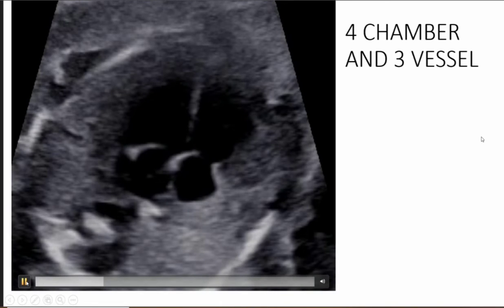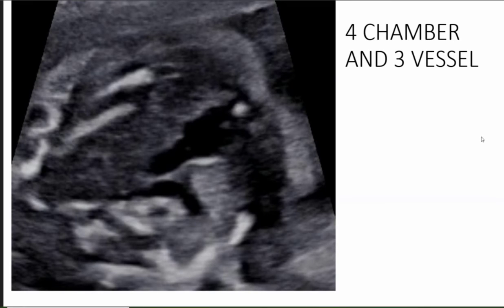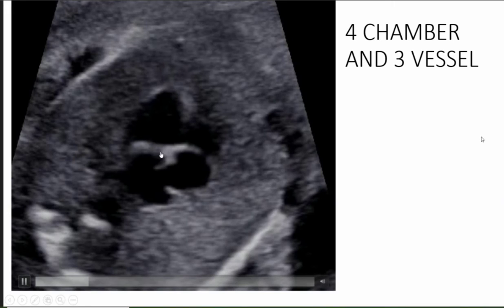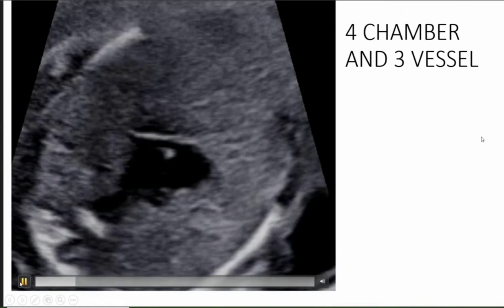So the 4-chamber view will give rise to the ascending aorta from the left ventricle, and the right ventricle will give rise to the pulmonary artery, and you will have the great vessel crisscross. Here I show you the great vessel crisscross. The aorta will go from left to right, the pulmonary artery to the left. That's the aorta going to the right, the pulmonary artery going to the left. So that's the great vessel crisscross.